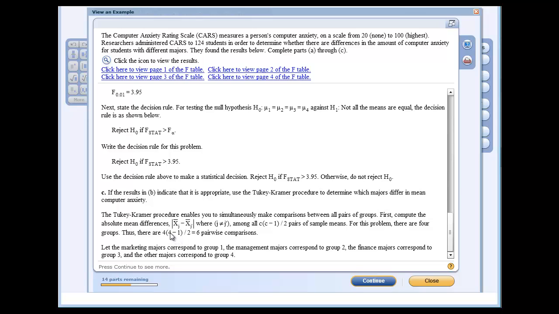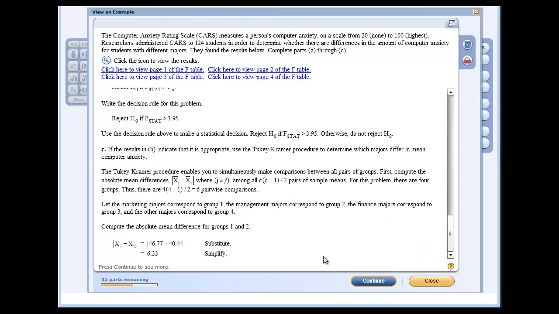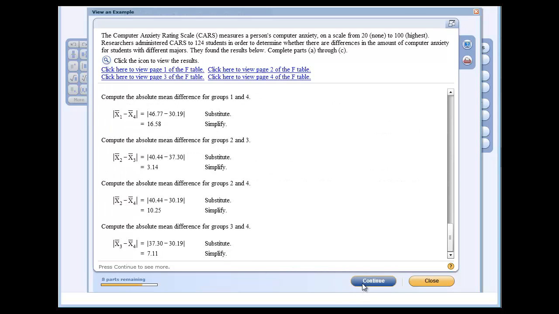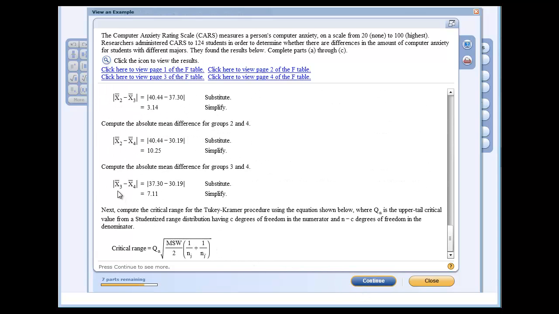So here we have 4 times 3 divided by 2, which gives us the number of pairwise comparisons. You can see mean 1 versus mean 2, mean 3, and mean 4. That's 3 comparisons. Now we have mean 2 versus mean 3 and mean 4. That's 2 comparisons. And then finally mean 3 versus mean 4 would be the 6th comparison. We're going to have 6 comparisons. The next thing we do is figure out the absolute differences between our 6 comparisons, and we'll just line those up.